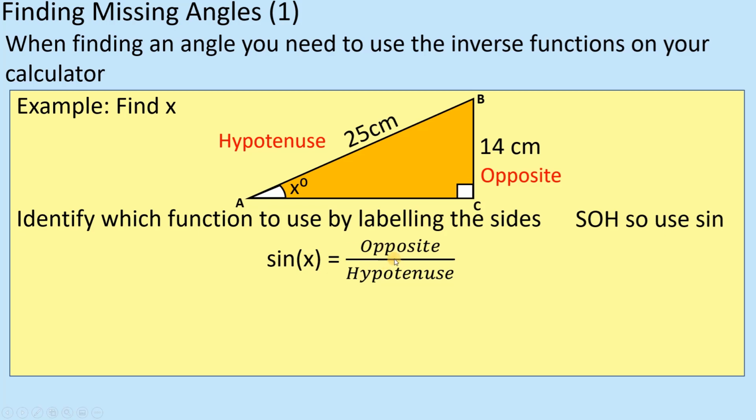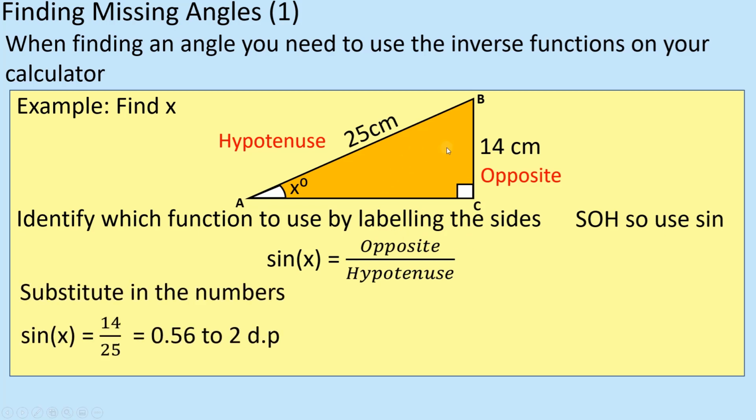Now putting the numbers in that you've currently got, sin x is equal to 14 over 25. When I do 14 divided by 25, I've got 0.56, and that is sin x. Not x, sin x.